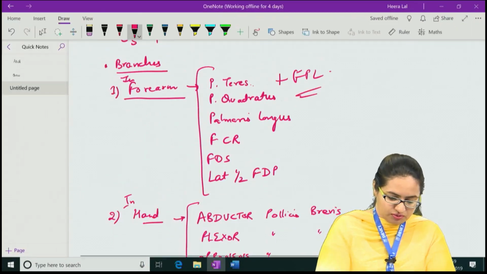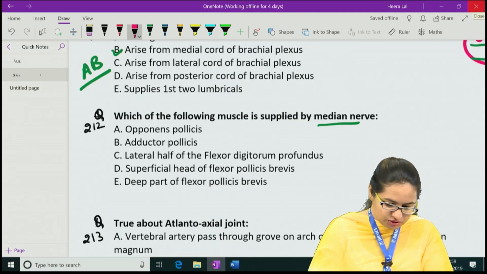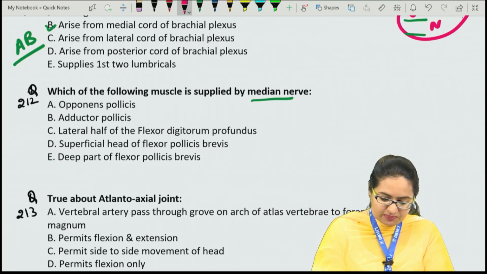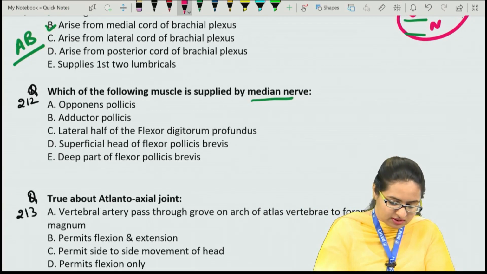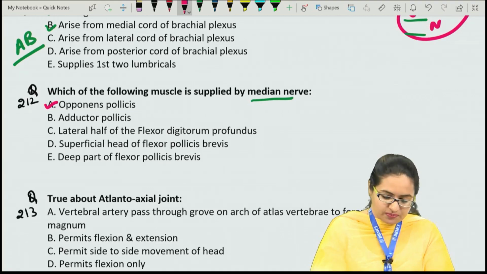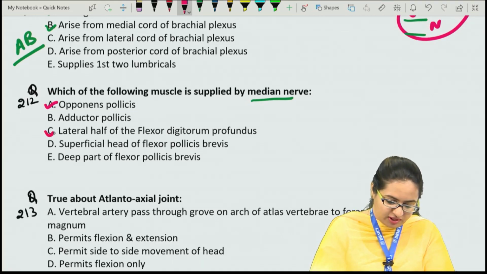So if we come back to the question, it says which of the following muscles is supplied by the median nerve. In this, the opponens pollicis is supplied by it. Adductor pollicis is supplied by the ulnar nerve, then the lateral half of flexor digitorum profundus.